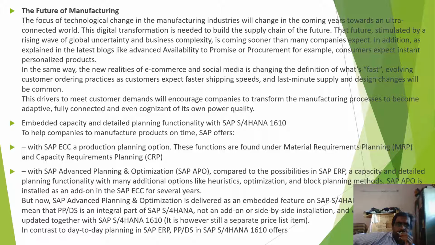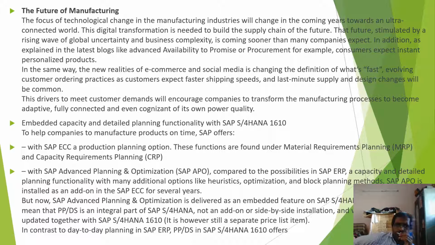Okay, to help companies to manufacture products on time, SAP offers with SAP ECC a production planning option. These functions are found under material requirement planning MRP and capacity requirement planning CRP. So with advanced planning and optimization SAP APO, compared to the possibility in SAP ERP, a capacity and detailed planning functionality with many additional options like heuristics, optimization, and block planning methods.